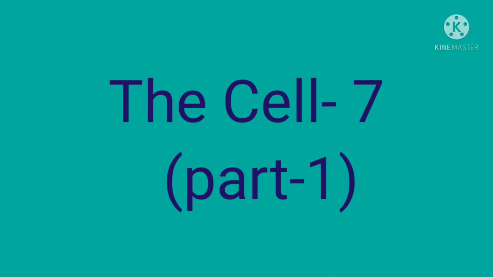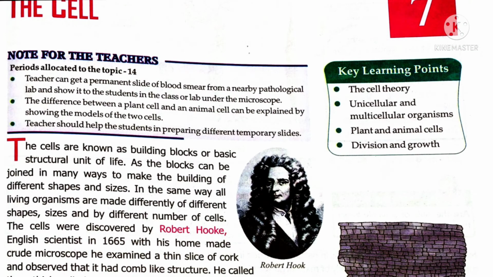Today, let us start a chapter, the cell, chapter number 7, on page 91 and 92. The meaning of the word cell is little room. To construct a house or a building, we need brick. Bricks are arranged systematically to form a big building. So, for building, the basic unit is brick. In the same manner, for living organisms, the basic unit is cell.